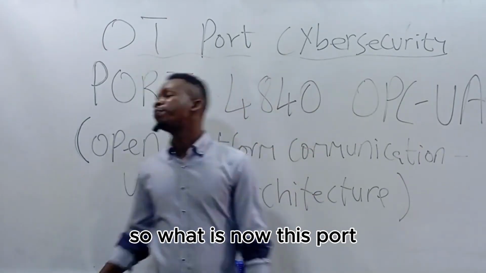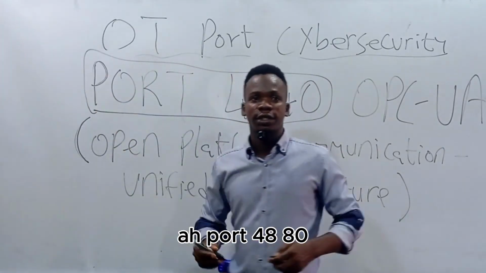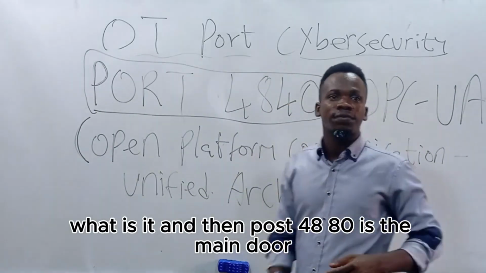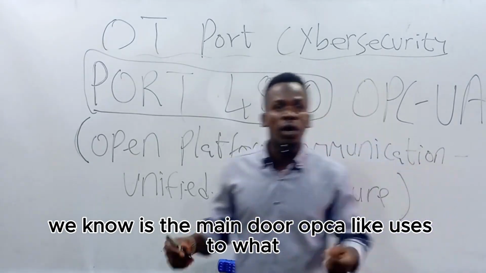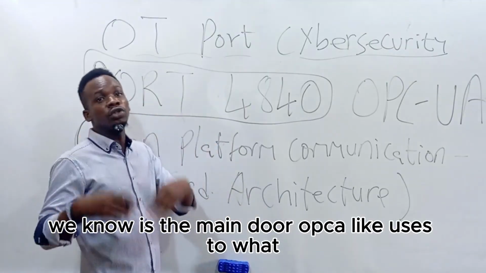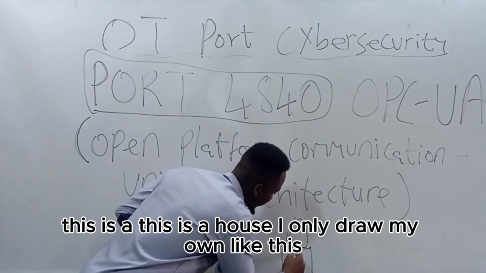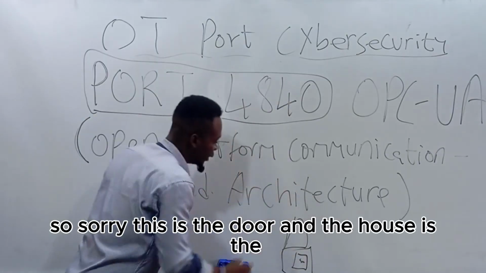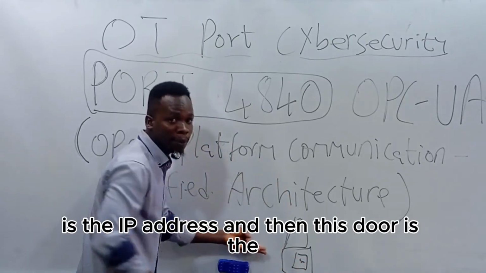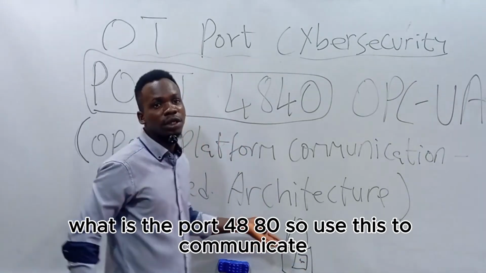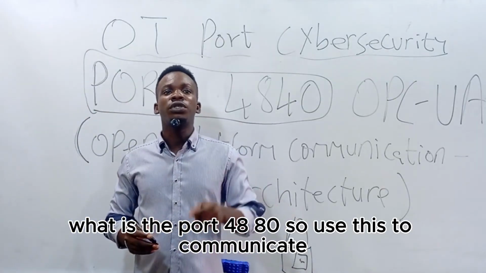So what is this port, port 4840? Port 4840 is the main door OPC UA uses to communicate. This is a house. I drew it on my own like this, so sorry. The house address is the IP address, and this door is the port 4840, used to communicate.